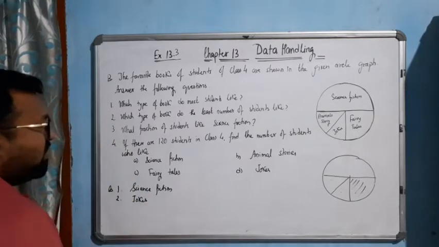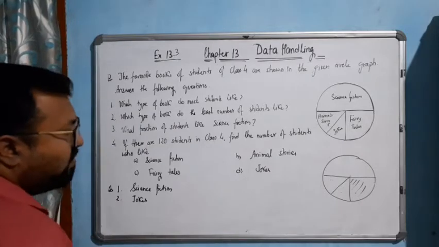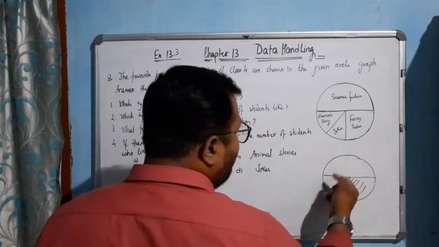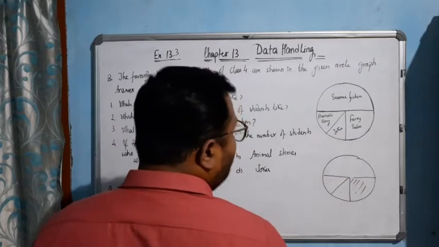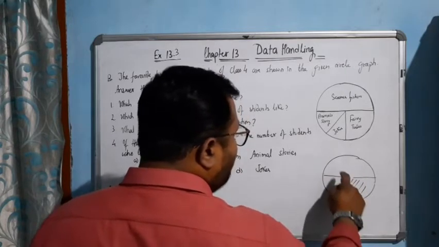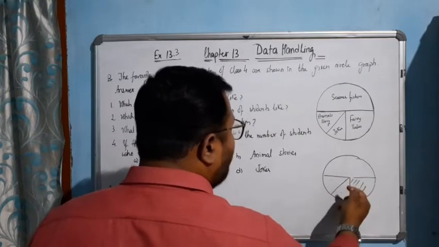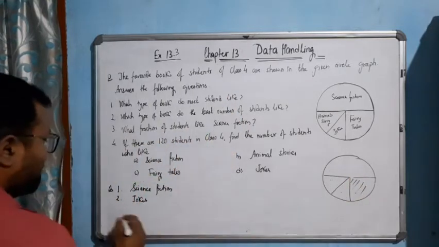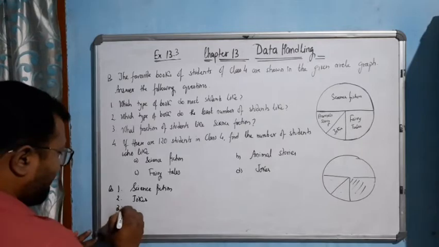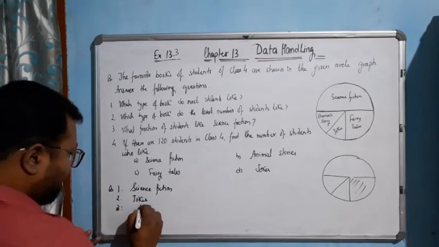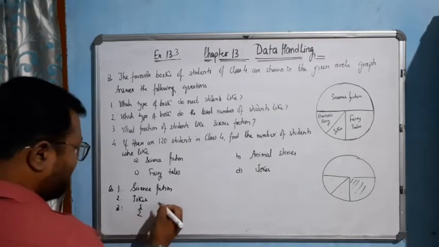Now come to question number 3. What fraction of students like science fiction? What fraction? Half, we can say, out of the complete 1, 2, 3, 4 parts, 2 parts by 4 parts means half, 50%. So simply we will write for 3, 1 by 2. Answer will be 1 by 2.